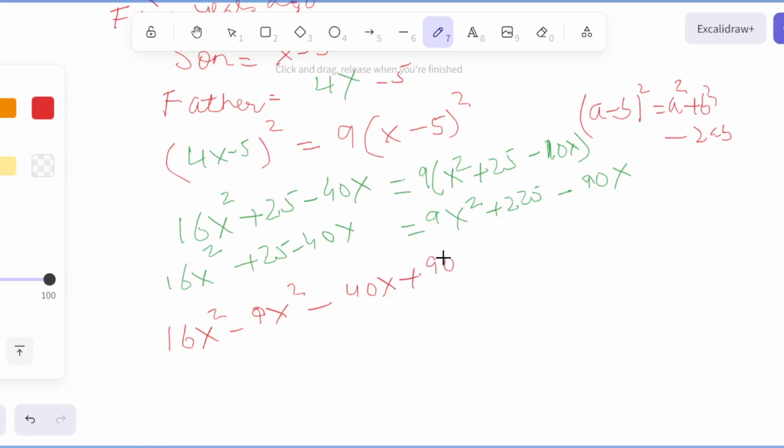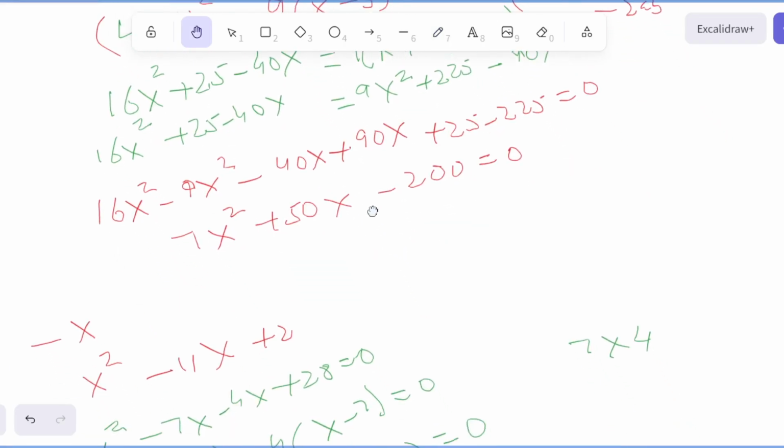Minus 40x plus 90x, because minus 40x is over here, minus 90x becomes plus 90x, plus 25, and that's minus 225 equal to 0. So whenever you change the side, the sign will change. This becomes 16 minus 9, that is 7x squared. This becomes plus 50x, and this will become minus 200 equal to 0. Now we need to solve it.